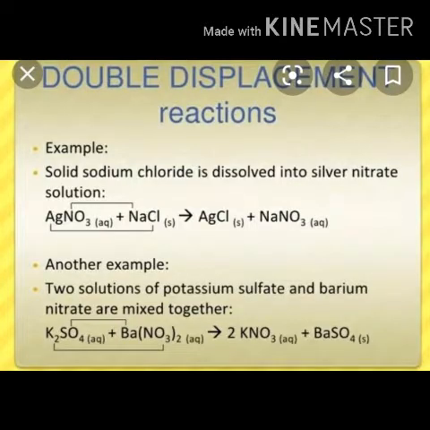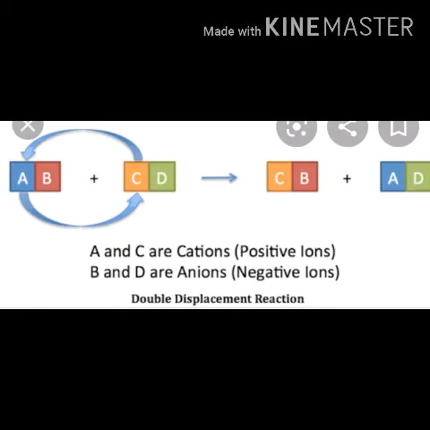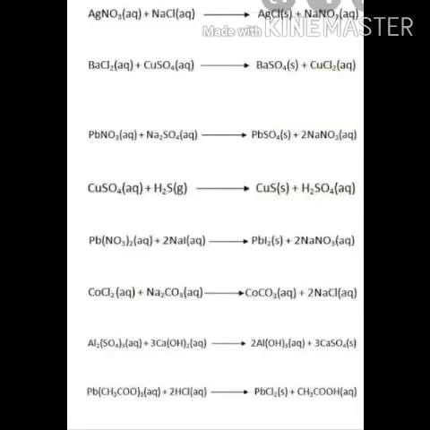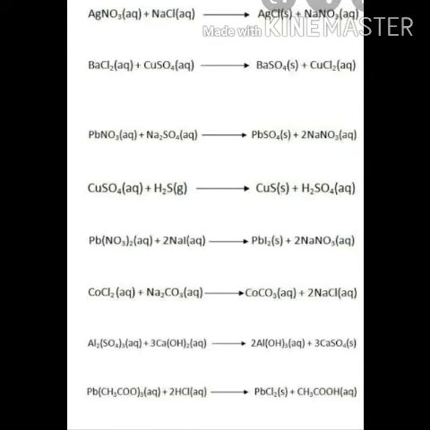A typical double displacement reaction, if we see, silver nitrate reacts with sodium chloride, that is AgNO3 plus NaCl in aqueous solution, then it changes into NaNO3 plus AgCl. In case of BaCl2 plus H2SO4, we get 2HCl and BaSO4, that is, two ions are exchanged between them, that is actually double displacement reaction. Now move on to another topic, that is the precipitation reaction.